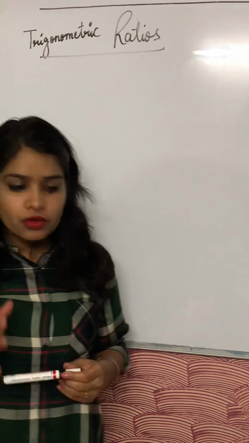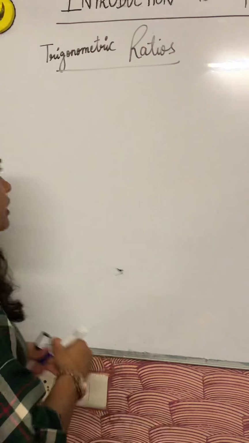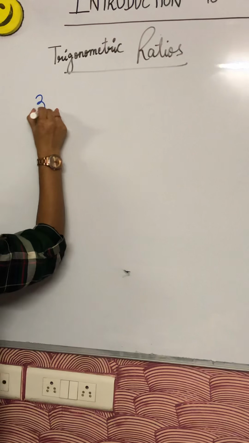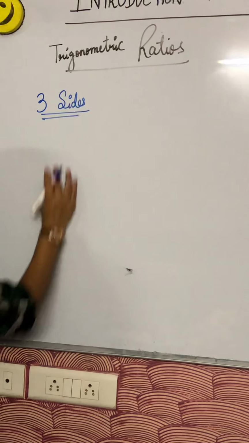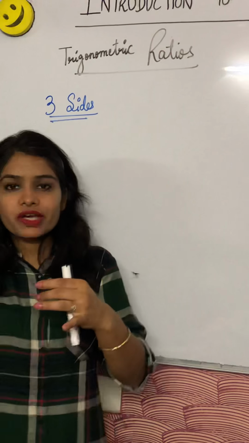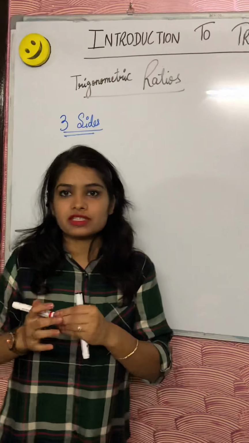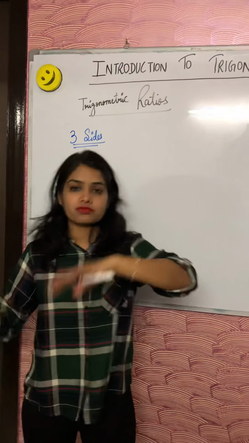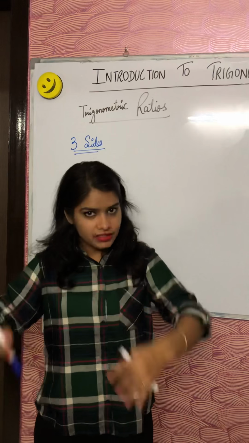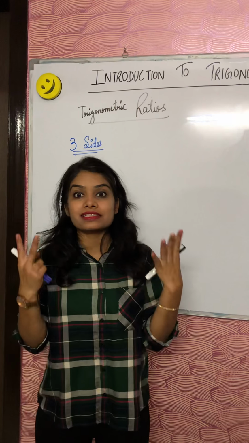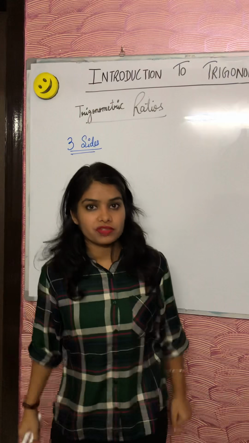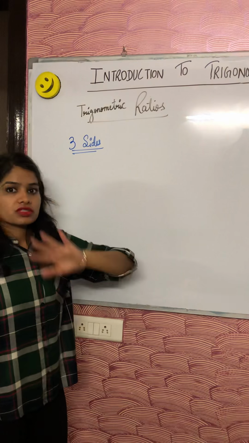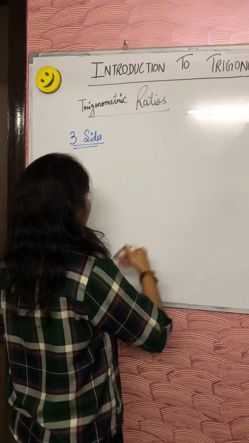What do you mean by ratios? See, how many sides does a triangle have? Three sides: perpendicular, hypotenuse, and base. If you divide them, you will get 6 trigonometric ratios. How many? 6 trigonometric ratios. And I will tell you the 6. What are they?